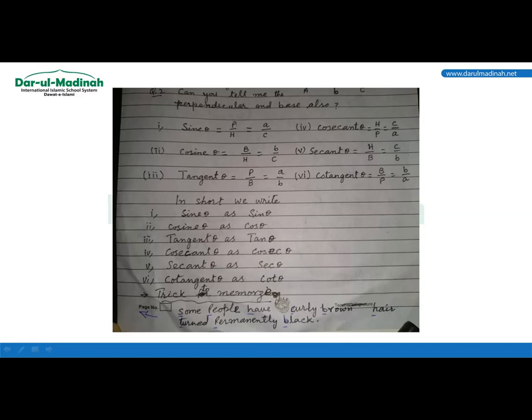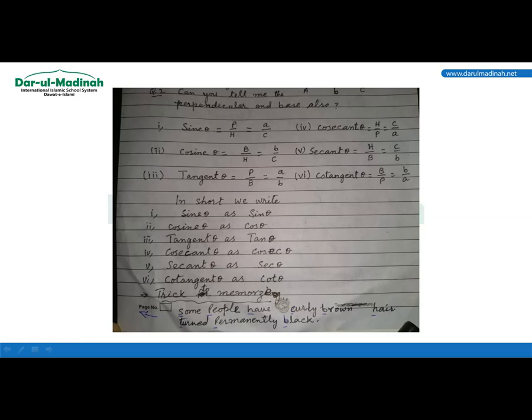And what is the reciprocal of B upon H? Yes, H upon B, and it is called secant theta. And what is the reciprocal of P upon B? Yes, B upon P, and it is called cotangent theta. So these are the 6 trigonometric ratios, and we will learn these formulas.